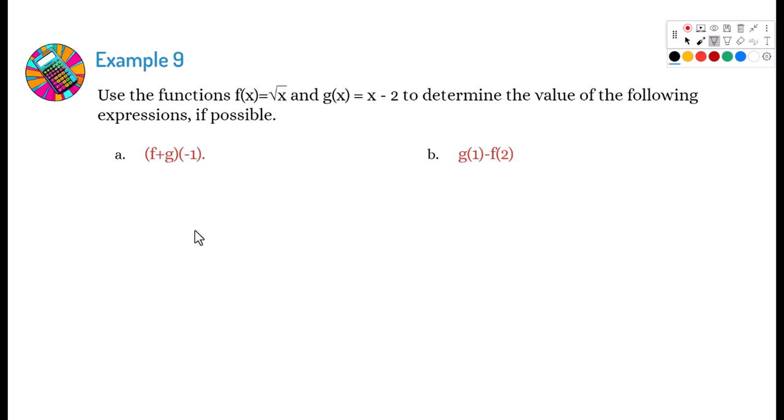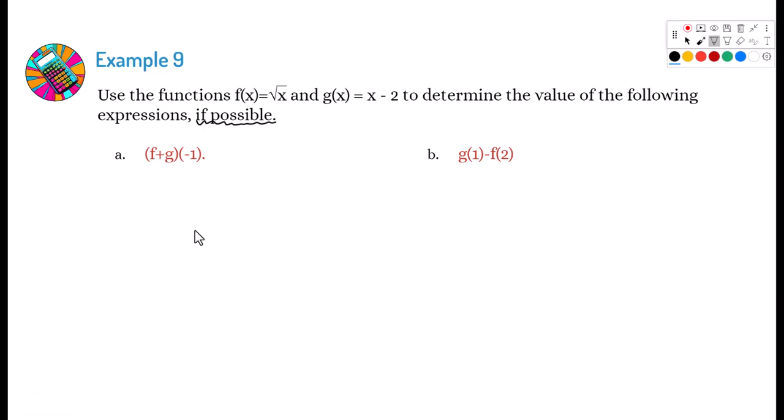So let's move into example 9. Use the functions f of x equals the square root of x and g of x equals x minus 2 to determine the values of the following expressions if possible. Ooh, foreshadowing. Let's see what we get here.